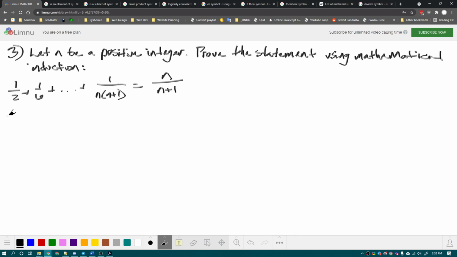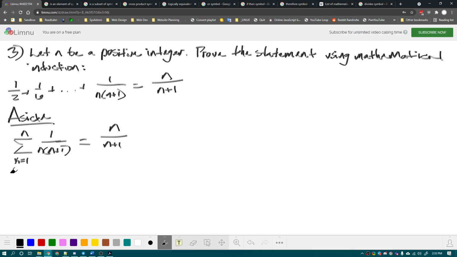So the only thing I'm going to do here is a quick aside, and I'm just going to rewrite this running total in summation format. Right, so that's the sum from k equals 1 to n of 1 over k times k plus 1 is equal to n over n plus 1.